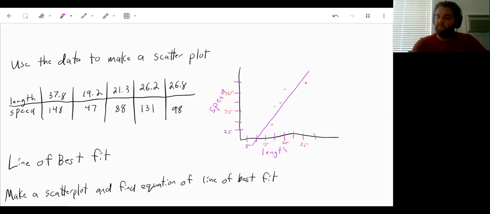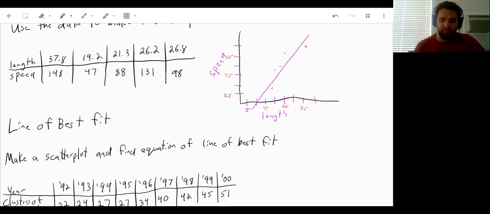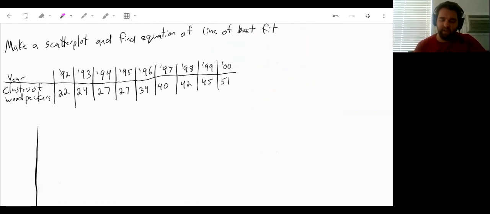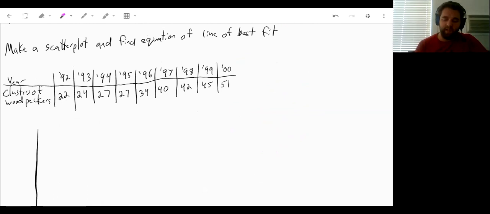What a line of best fit says is we're going to try to find a line that goes right down the middle of all of our data points. About half of our points will be above the line, about half will be below the line, and hopefully that line can be used to try to predict where other points will fall. And it will maybe even help us better understand the data that we have. So now let's go ahead and make a scatter plot and find the equation of the line of best fit.